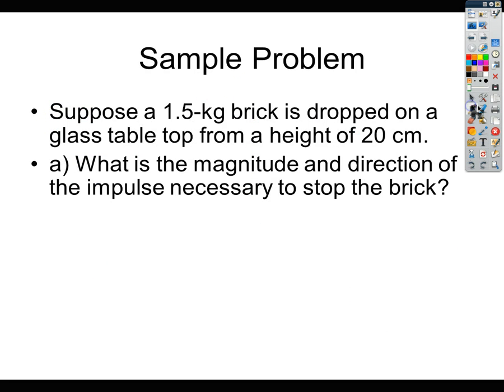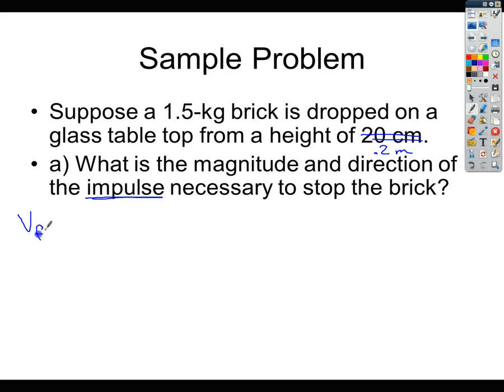This is a pretty simple example problem to do. You have a 1.5 kilogram brick. It's dropped on a glass tabletop from a height of 20 centimeters. We want everything in meters, so we're going to call that 0.2 meters. They want to know what is the magnitude and the direction of the impulse necessary to stop the brick.